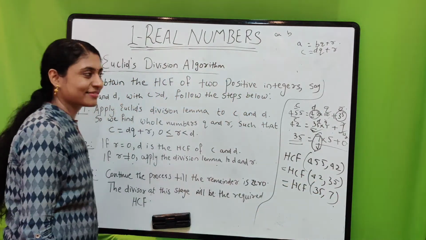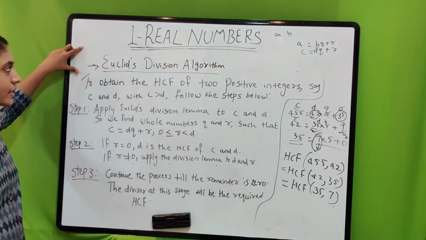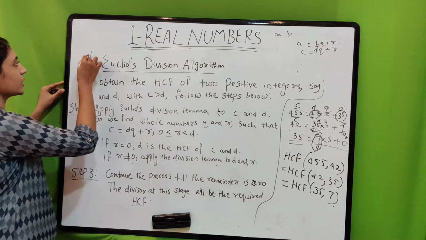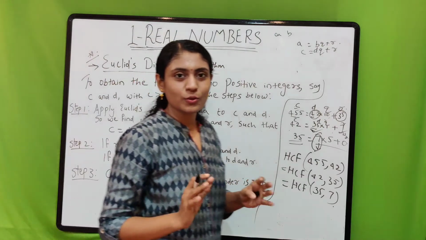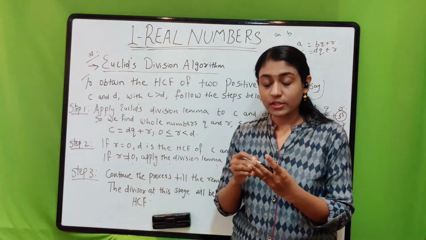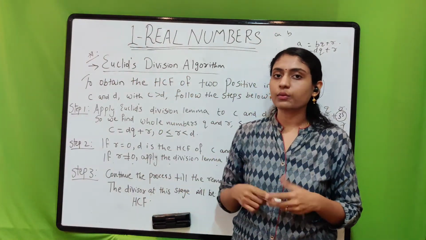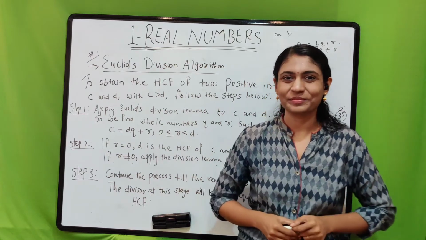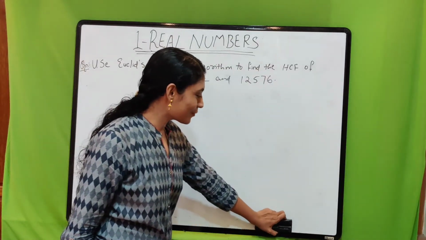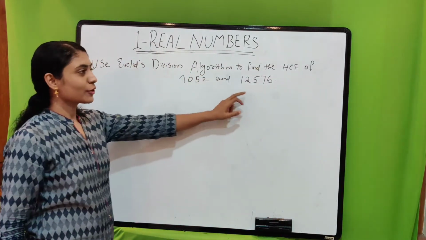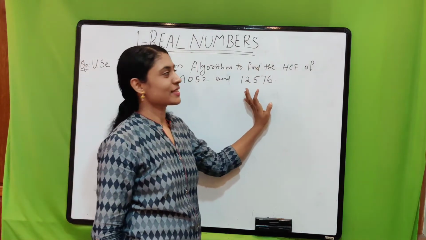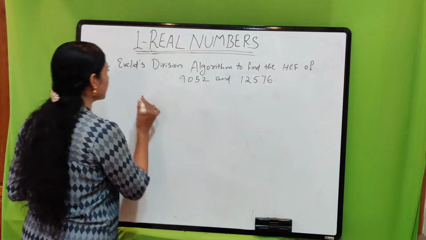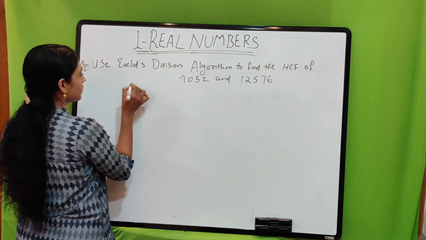Understood? Simple. So write this into your notebook. This is very important. Euclid's division algorithm, these 3 steps. Now we can do some more examples regarding the HCF, to find the HCF using Euclid's division algorithm. This is the question, friends. Use Euclid's division algorithm to find the HCF of 4052 and 12576. So we can find the HCF of these numbers, okay?